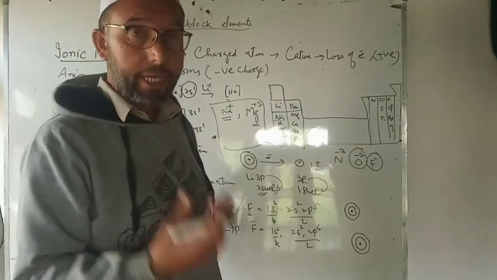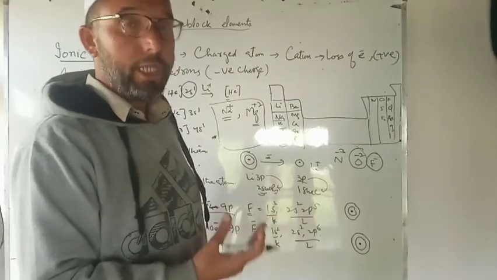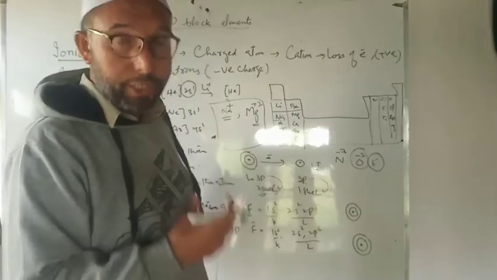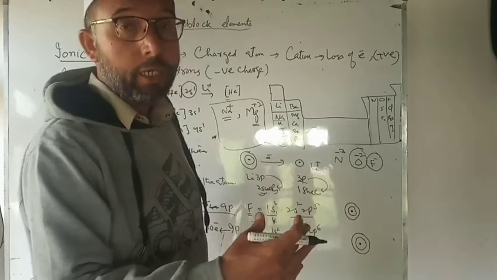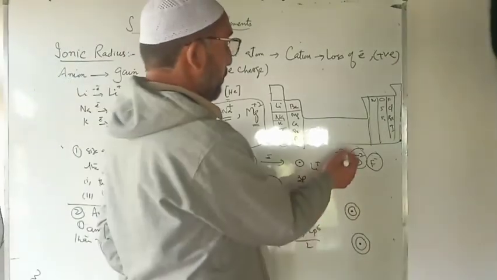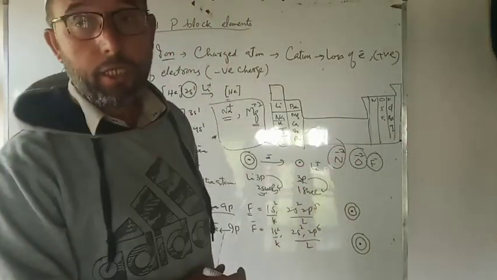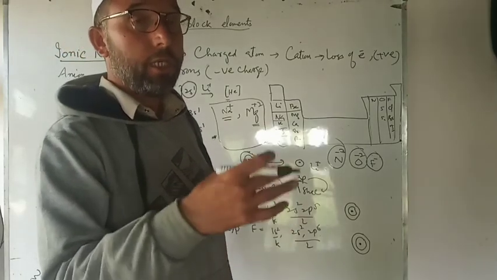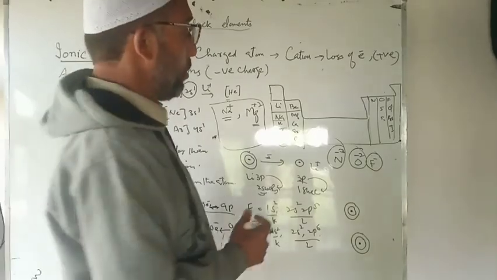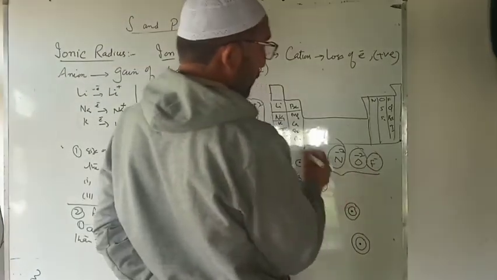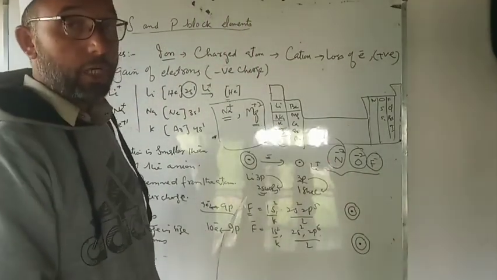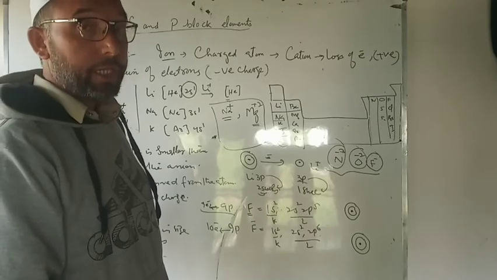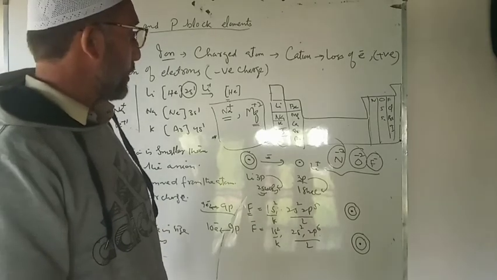And when there is a -2 charge on the atom, it means this atom has gained 2 electrons. So when 2 electrons are added to an atom, naturally the electron cloud will go much farther from the nucleus. The same will happen to the nitride ion, where the electron cloud will go still much farther away from the nucleus. So in the case of anions, if the negative charge increases, size increases.